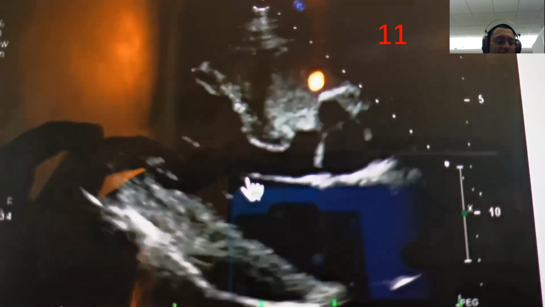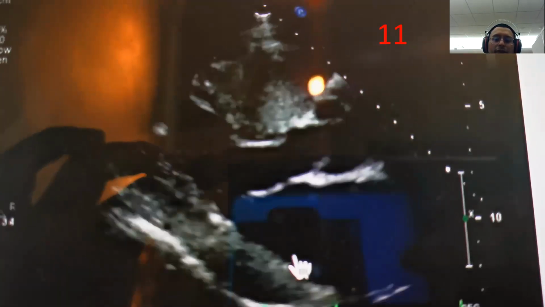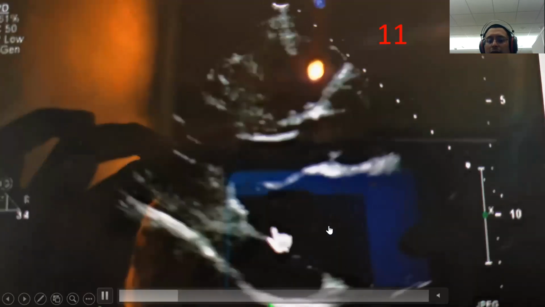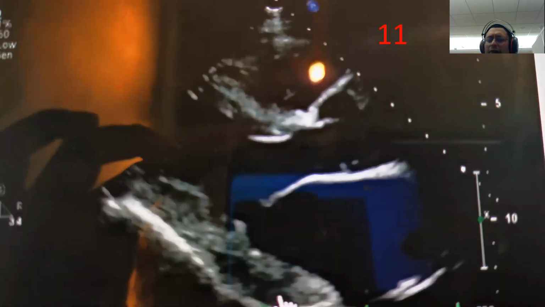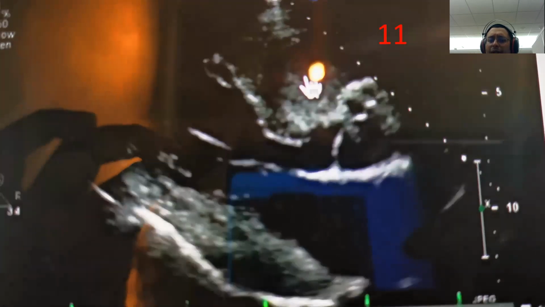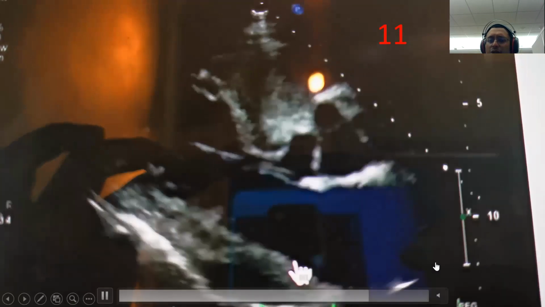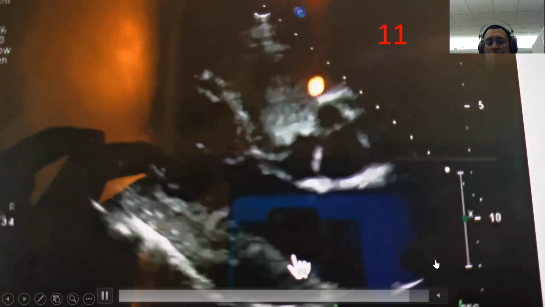Is that clear? For unroofed coronary sinus, do you need to operate? It depends. If you have a big one and there is evidence of right heart dilatation, yes. If everything is normal, I don't think we need to do so.